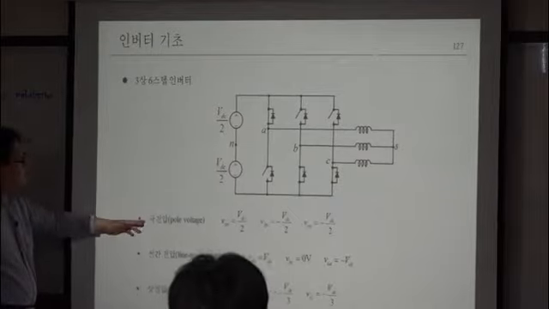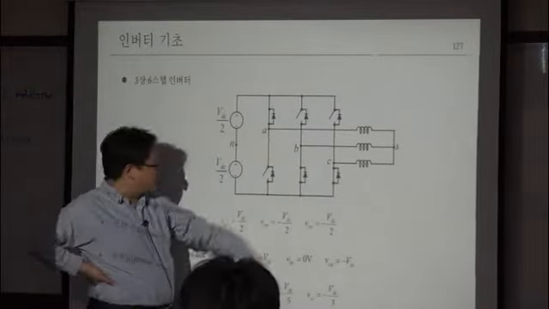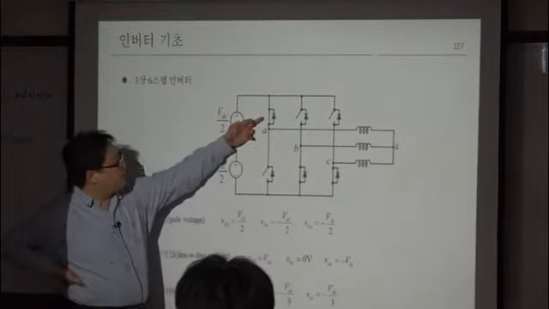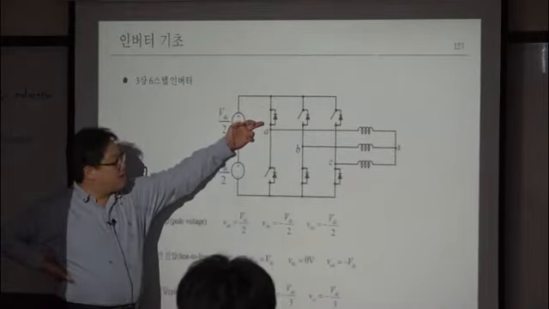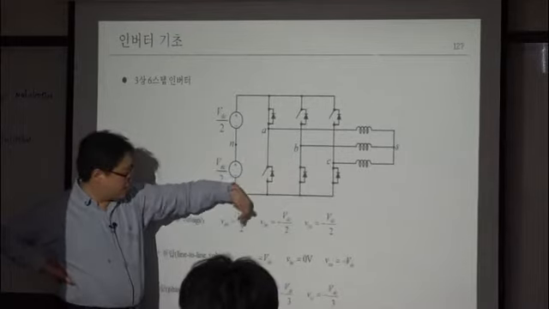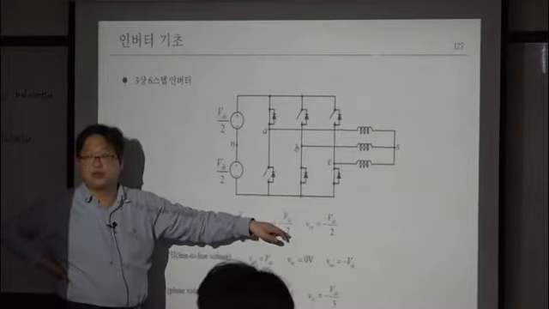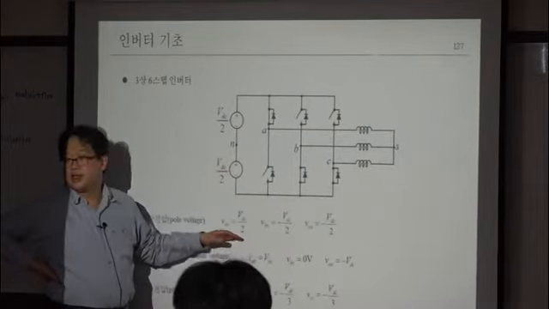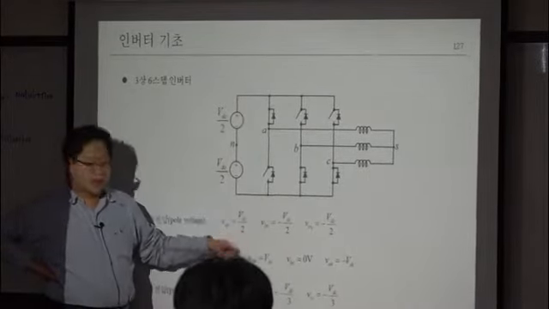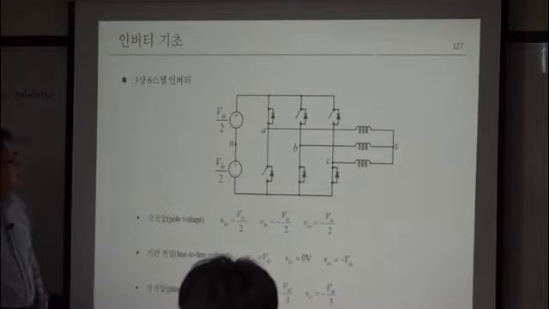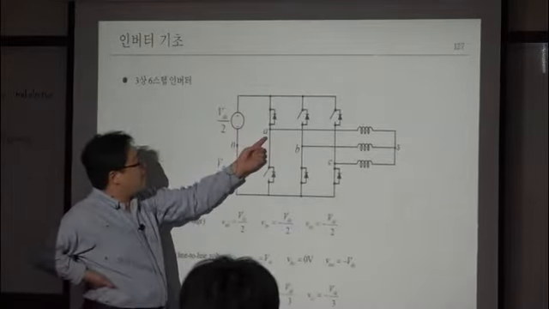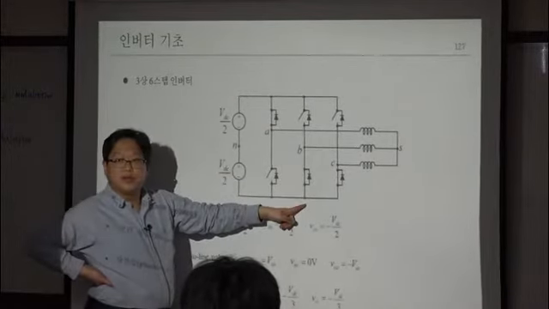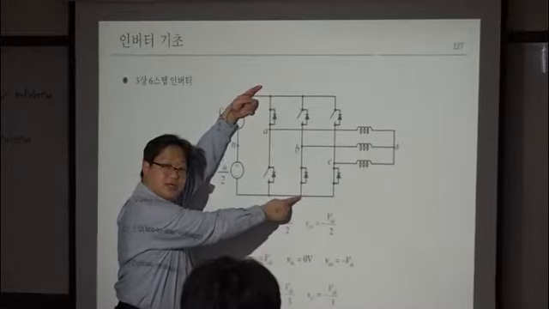So, think about this. In this configuration, your pole voltages can have what? VDC over 2 or minus VDC over 2. This is the same as the switching value of the half-bridge inverter. And what about the line-to-line voltage? Assume that in this case your VA is connected to here, VB connected to here. The voltage is what? VDC. Okay?